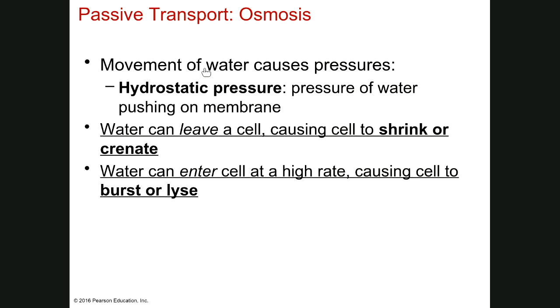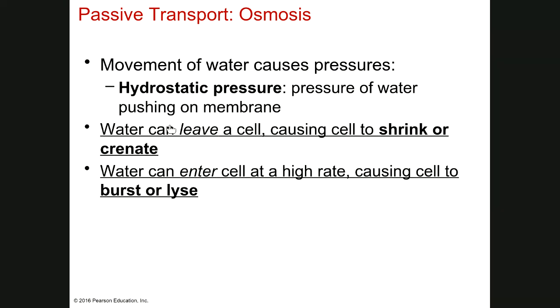Movement of water is eventually going to cause a pressure, okay? Water causes what's called a hydrostatic pressure. And so this is referring to the pressure of water that is pushing or placing pressure on the plasma membrane. So the more water you get coming in, the more pressure you have on the plasma membrane. Now, here's what you want to try and imagine. And again, relate this to the document I made for you all.